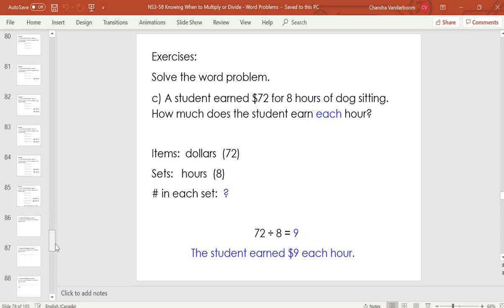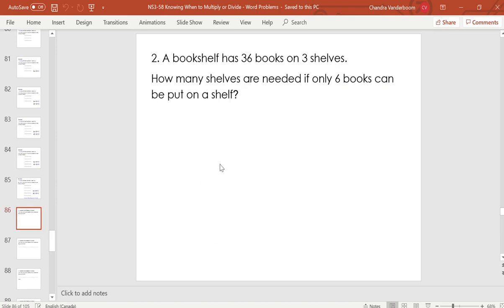Then I'm going to skip this next bunch and go right to this one here. A bookshelf has 36 books on 3 shelves. How many shelves are needed if only 6 books can be put on a shelf? Do you remember a couple of days ago we were talking about questions that have extra information that you can ignore? Well, there's some extra information in here that we can ignore because there's our 36 books.